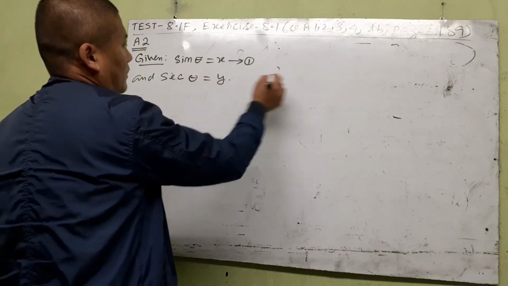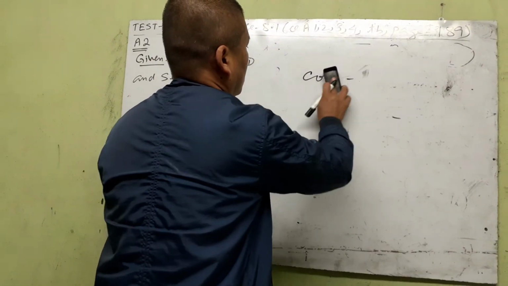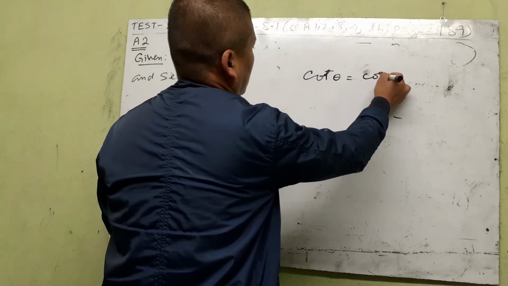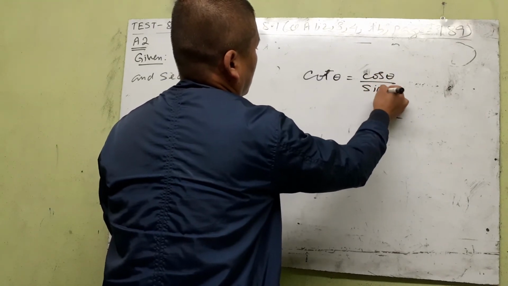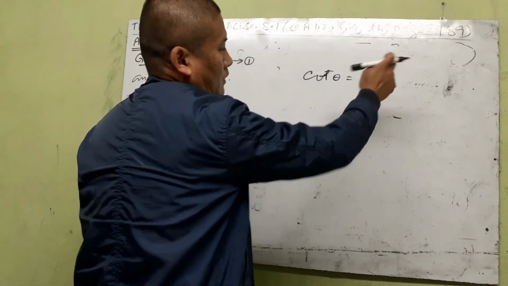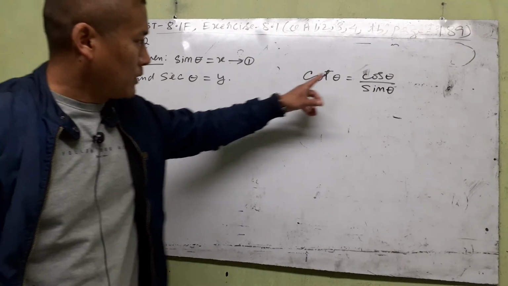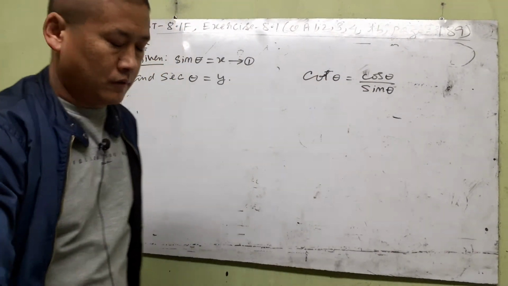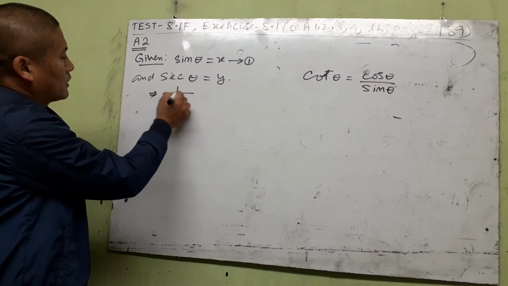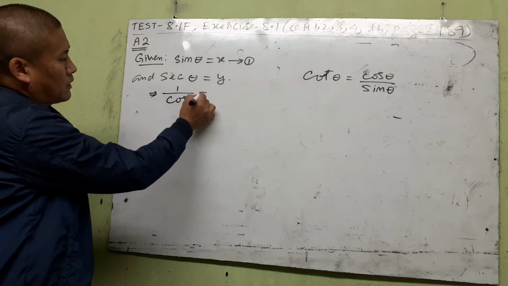Now, one formula for cot theta is cos theta by sin theta. Sin theta we already have as x. So if we can convert this sec to cos, then we can replace it here to easily find the value of cot theta. So let us do that. We can convert this sec theta: the reciprocal of sec is cos, so 1 by cos theta is sec.